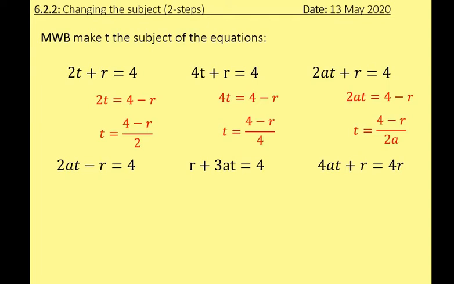Next one, we have 2at subtract r equals 4. Very similar to the previous one. Our first step is not going to be to take away r from both sides though, because we actually need to do the inverse of the take away r. We need to add r to both sides. We will then divide both sides by 2a to get t equals 4 plus r, all divided by 2a.